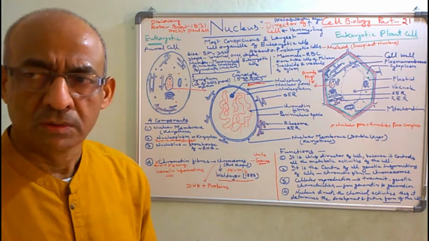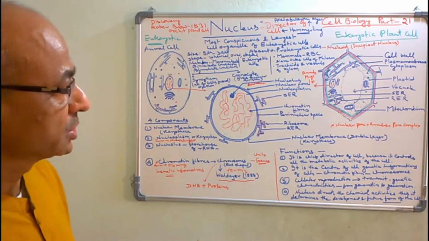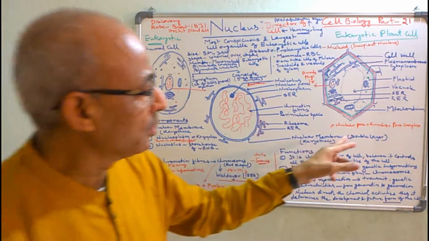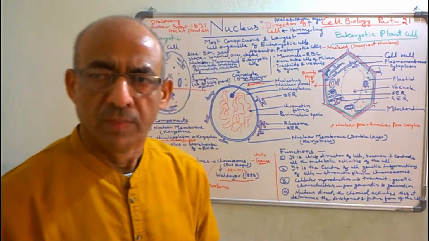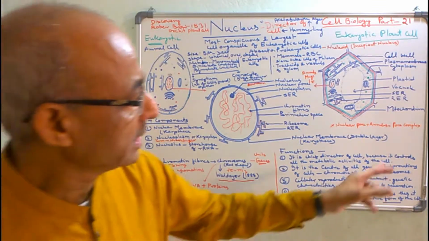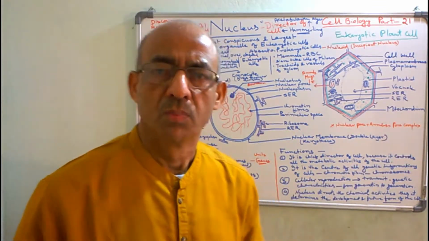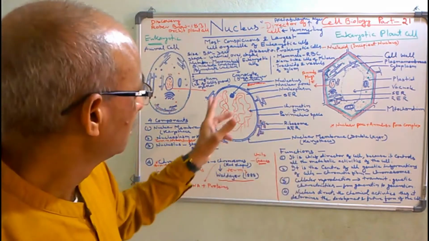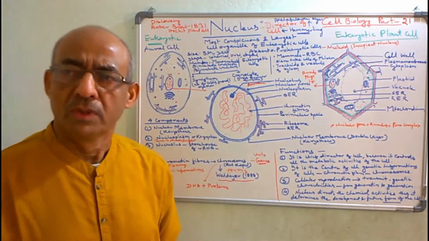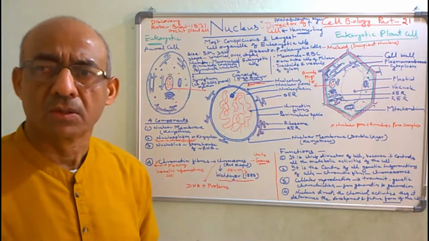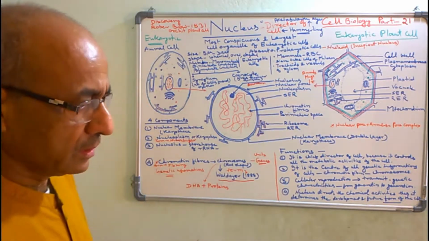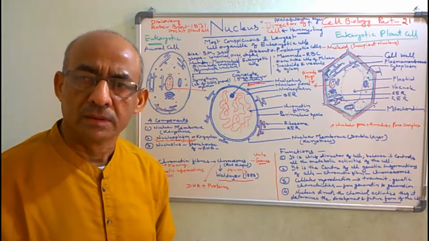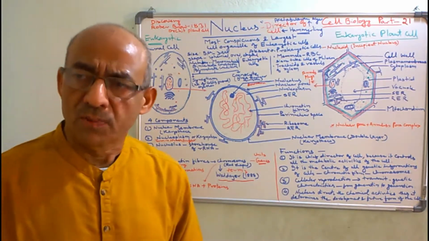Now here you try to understand the structure of each nuclear pore. The nuclear pore plus annulus makes a complex structure. That structure is called the pore complex. All the pore complexes found on the nuclear membrane play a very vital role. They make the nuclear membrane selectively permeable.